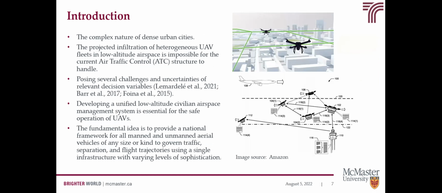It poses a lot of challenges, and a lot of researchers have been talking about that, such as Lamerdell, Barr, Fiona et al. 2015. A lot of research out there is talking about how hard it is to manage this disruption, this revolution in drones. These challenges are even harder for air traffic control systems. We're talking here from a safety perspective rather than just the efficiency of the system. The fundamental idea is that we need to provide a national framework for all the manned and unmanned vehicles in the same airspace because they share it, given the traffic separation and flight trajectories, using a single infrastructure with varying levels of sophistication.